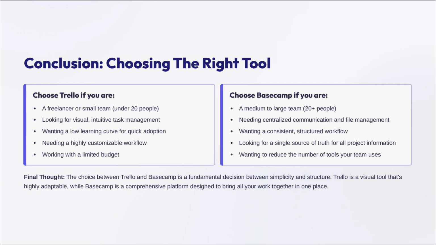Your choice comes down to visual simplicity versus comprehensive structure. Choose Trello if you're a freelancer or small team under 20 people, need visual intuitive task management, want a low learning curve for quick adoption, require highly customizable workflows, or work with limited budgets. Choose Basecamp if you're a medium to large team over 20 people, need centralized communication and file management, want consistent structured workflows, require a single source of truth for all project information, or want to reduce the number of tools your team uses. This is fundamentally a decision between a visual tool that's highly adaptable and a comprehensive platform designed to bring all your work together in one place.